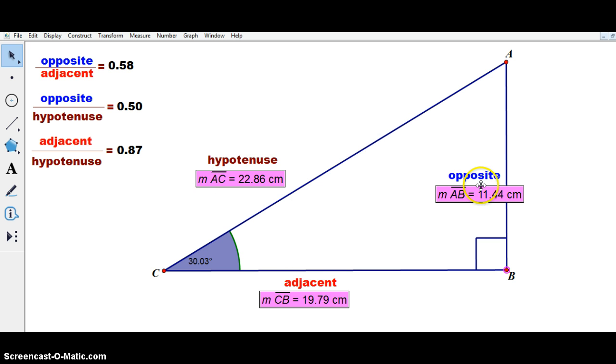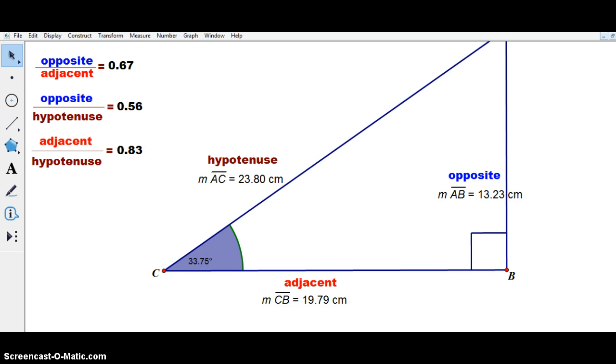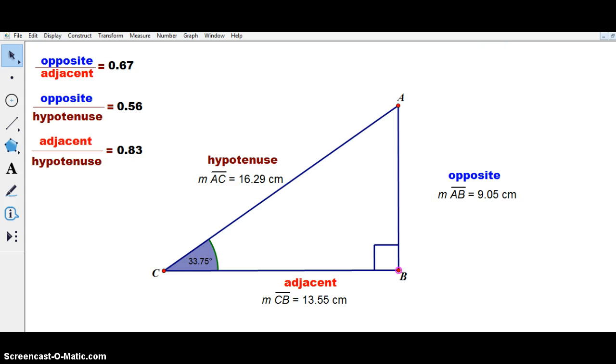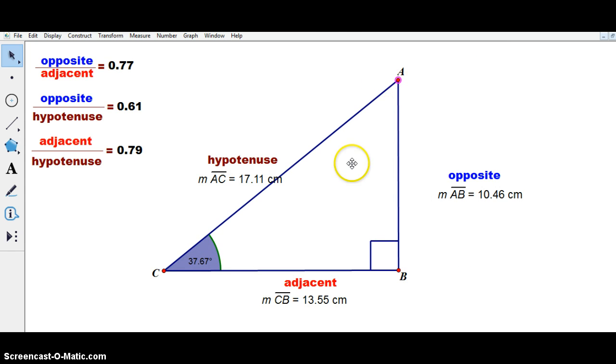So again, the power of trig is that these ratios will never change regardless of the size of this triangle. If I decide to change the size of the angle, then these will change. If I make the angle slightly bigger, notice that the side lengths have changed, but so have the ratios.